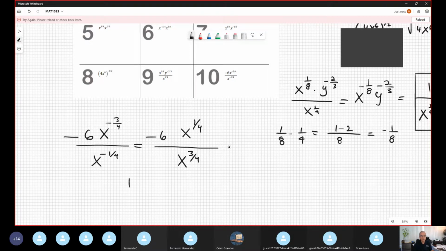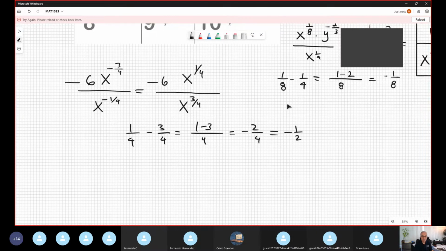Now division is subtracting the exponent. Oh, easy, because it's the same denominator, it's not necessary to find the LCD. That's 1 minus 3, and 1 minus 3 is negative 2 over 4, and negative 2 over 4 is negative 1/2. So far, the answer is -6 x to the negative 1/2, but we never express the final answer using a negative exponent. So one more time, I need to flip it. It's negative 6 over x to the 1/2 in the denominator.